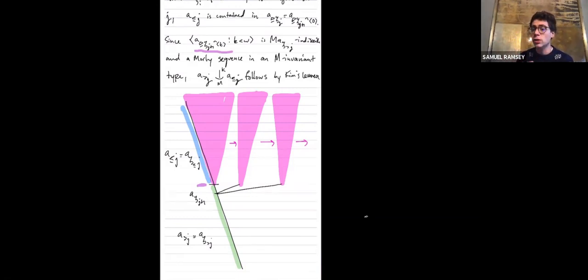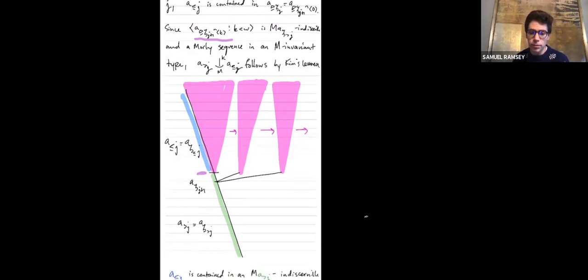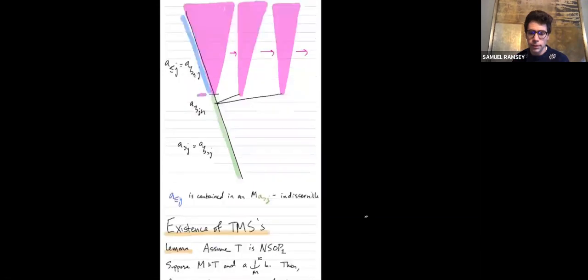In order to show that two things are independent, it suffices to simply exhibit a Morley sequence in the parameter which is indiscernible over the object. So that does it. That says that at the very least, what we're looking at is a Morley sequence. So okay, that was a lot of setup.